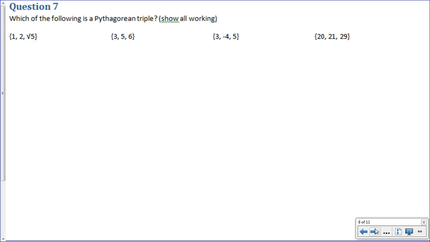So Pythagorean triplets, we're going to follow these through the same way that we worked out whether it's right angle. So we're going to have left-hand side, we're going to have right-hand side.